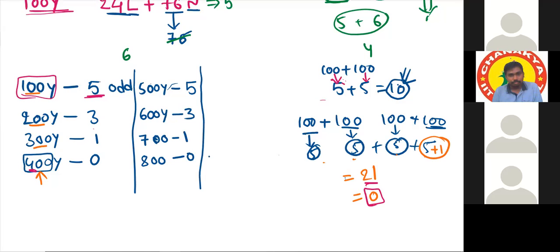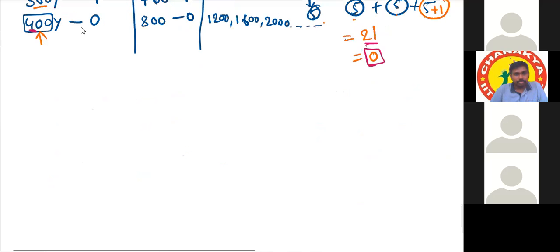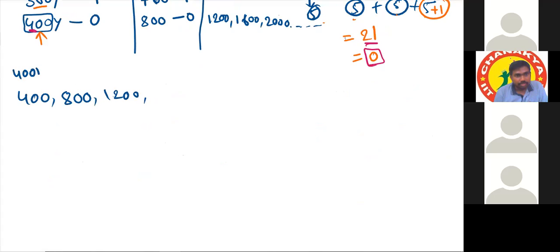Sir, 1200. Next 0? 1600. Next 0? 2000. And so on. Here, can I say for every multiple of 400 years, odd days will be 0? Yes, sir. That is what I'm writing here: first 400, next 800, next. So multiples of 400, right? 400 into n, or 400n.